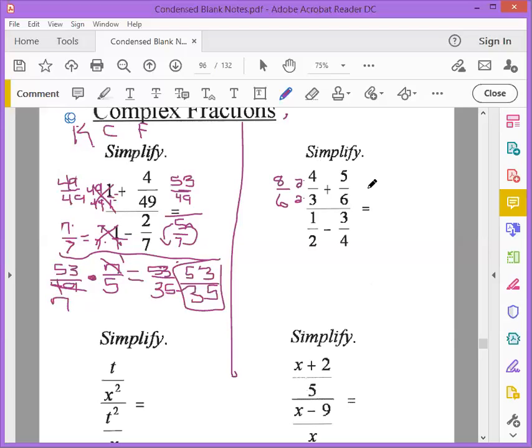Now we can add here 8/6. It's no longer 4/3. So 8/6 plus 5/6. You will keep your denominator of 6, and then we will add in the numerator 8 plus the 5. That'll give us 13 in the numerator.